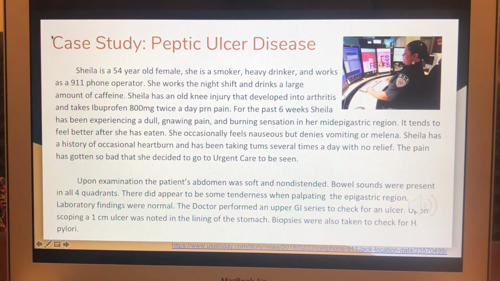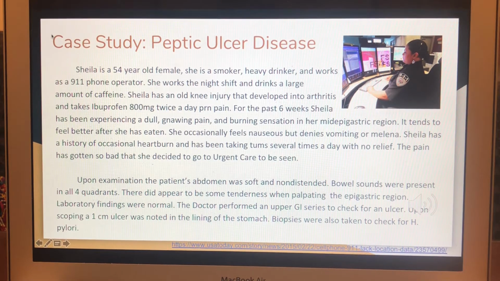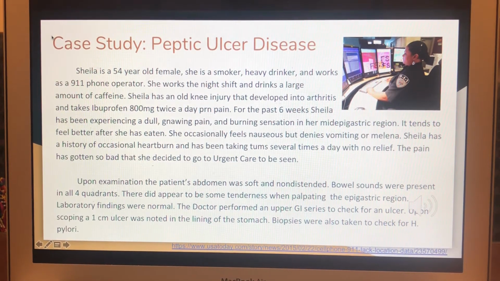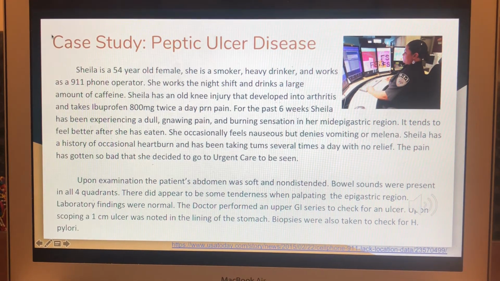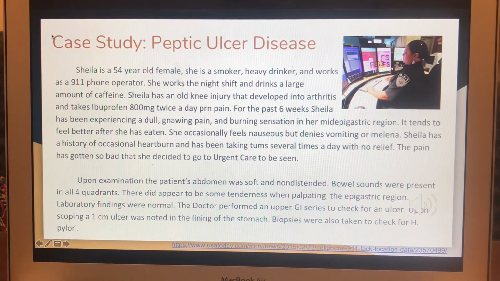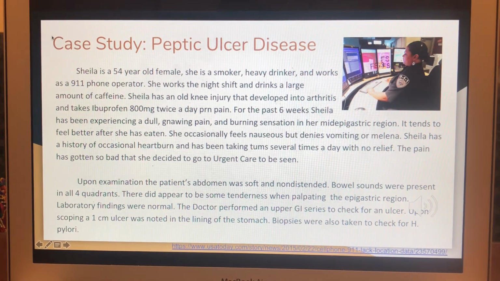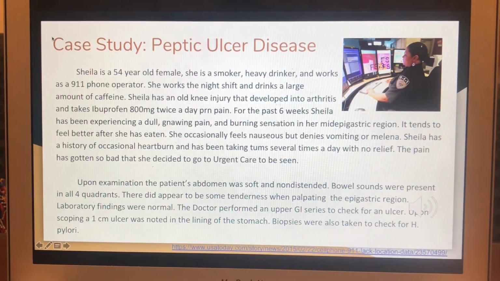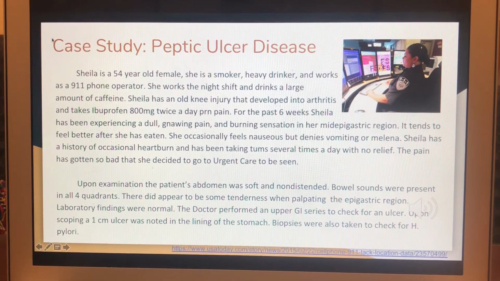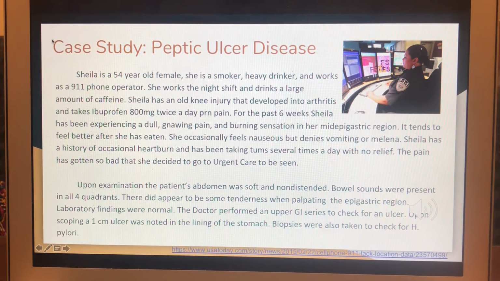For the past 6 weeks, she has been experiencing a dull, gnawing pain and a burning sensation in her mid-epigastric region. It tends to feel better after she has eaten. She occasionally feels nauseous but denies vomiting or any melena. Sheila has a history of occasional heartburn and has been taking Tums several times a day with no relief. The pain has gotten so bad that she decided to go to the urgent care to be seen.